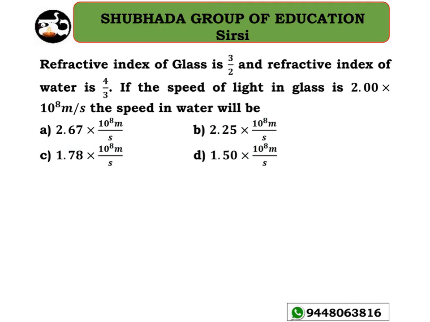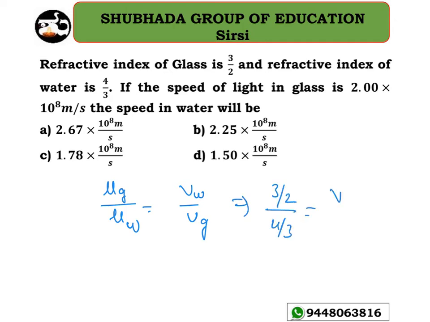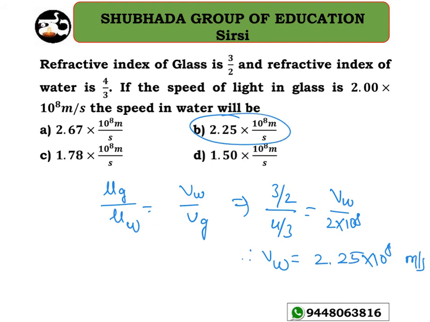The refractive index of glass is 3/2 and the refractive index of water is 4/3. If the speed of light in glass is 2 into 10 to the power of 8 meter per second, the speed in water will be? Same type of problem. Refractive index of glass divided by refractive index of water equals speed in water divided by speed in glass. It implies 3/2 divided by 4/3 equals VW divided by 2 into 10 to the power of 8. So therefore VW must be equal to 2.25 into 10 to the power of 8 meter per second. So option B is the right answer for this question.